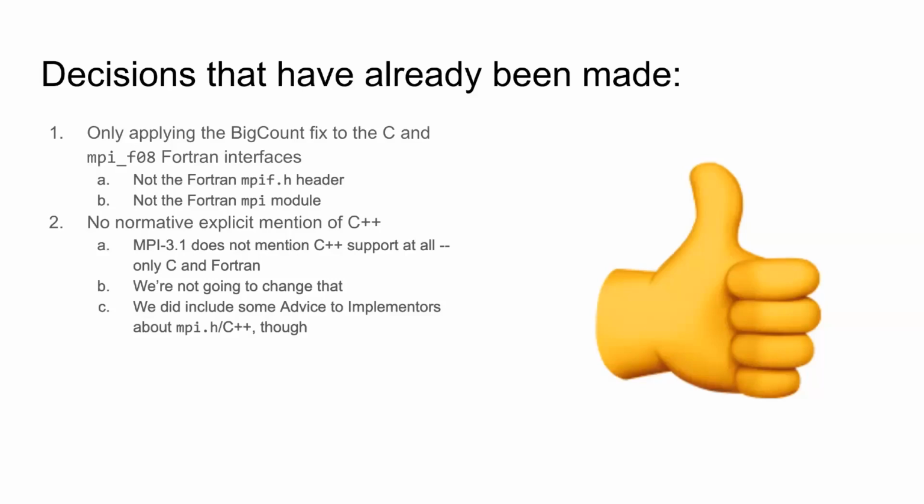We're also not going to make any normative explicit mention of C++. There are C++ ramifications to this, and we'll get to that in a minute. But MPI 3.1 does not mention C++ support at all, except for the deprecated and removed stuff. Actually, no, I'm sorry, it's already gone. It only talks about C and Fortran, and this ticket is not intending to change that at all. We do have an advice to implementers about MPI.h and C++, but that is not normative text. And we'll show you that text when we get there.